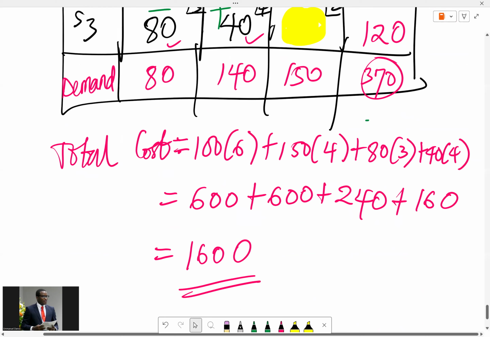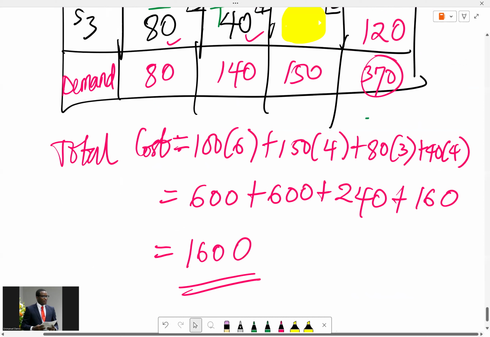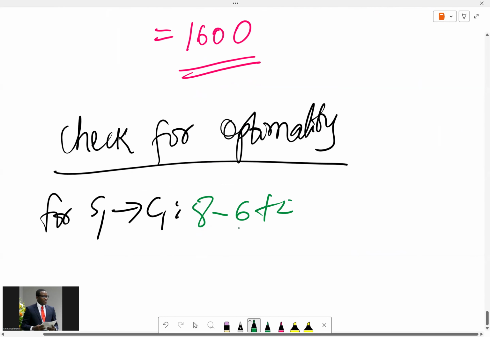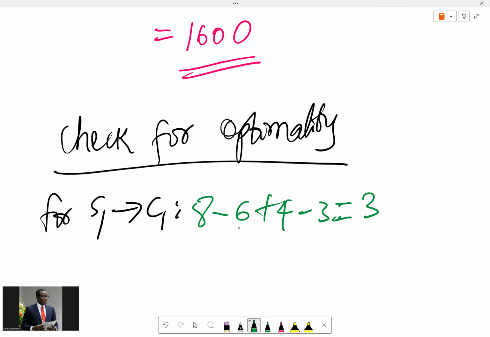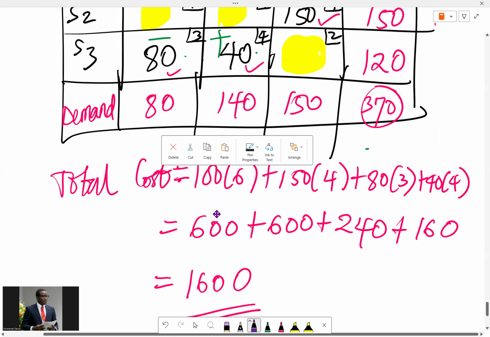So that'll be 8 minus 6 plus 4 minus 3. 8 minus 6 is 2. 2 plus 4 is 6. 6 minus 3 is 3. That settles that. So that's S1, C1.